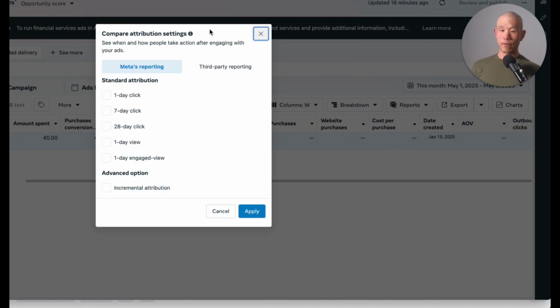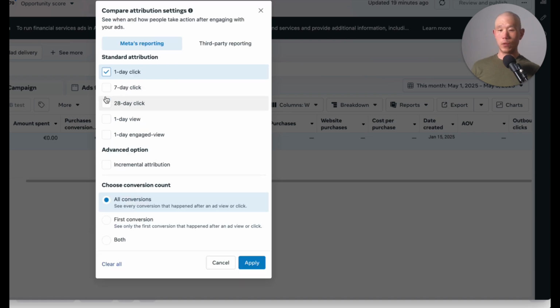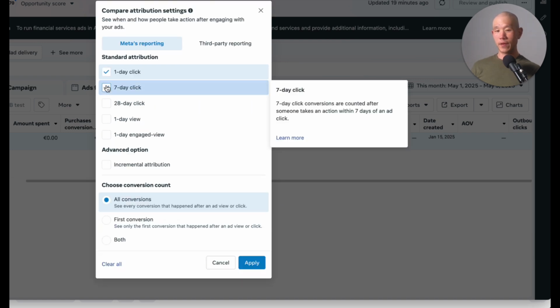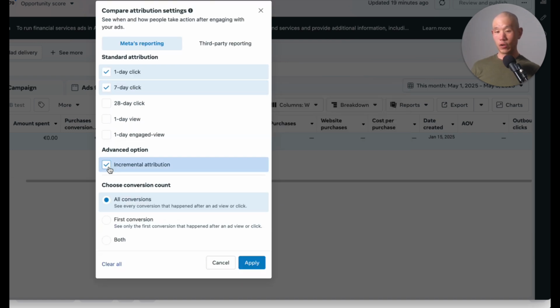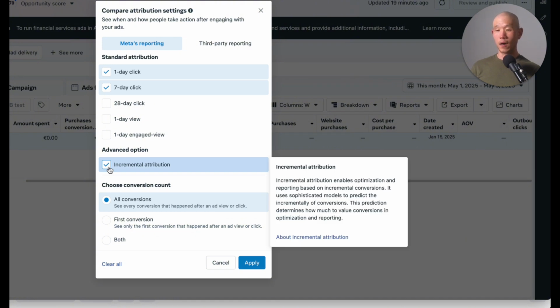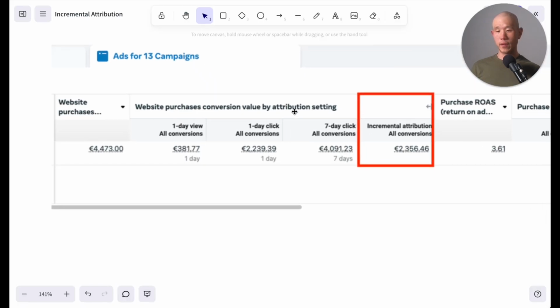The ones that Alfred and I typically use are going to be 1-day click, 7-day click, and then incremental attribution on accounts that it has rolled out to so far. And as you can see in this example over here, it can be helpful to have these different attribution models to inform us in our decision making.